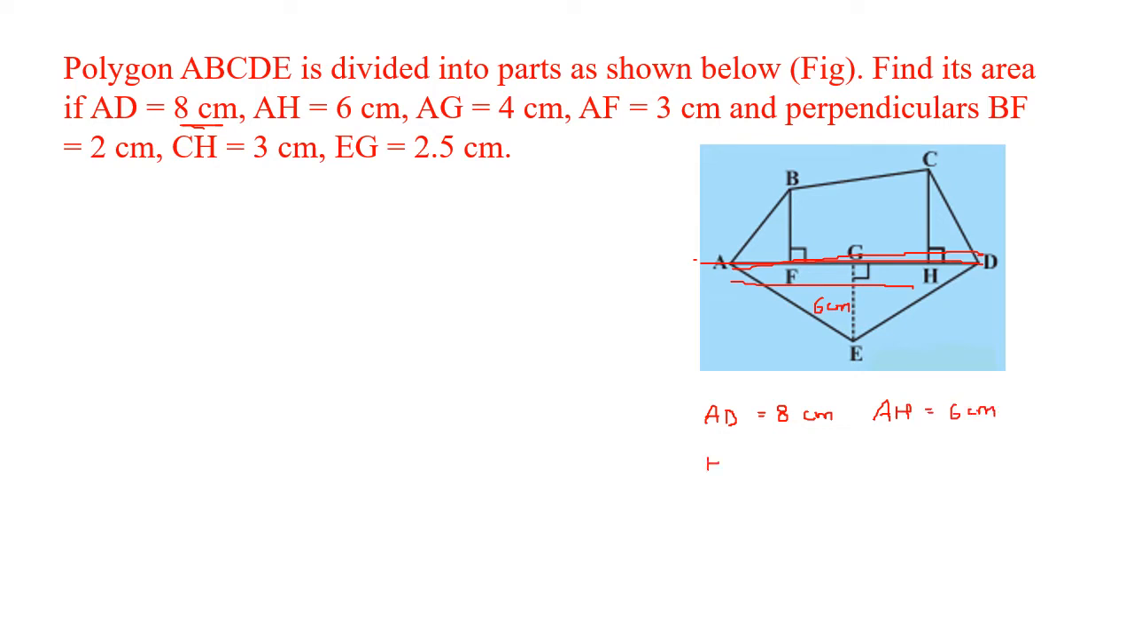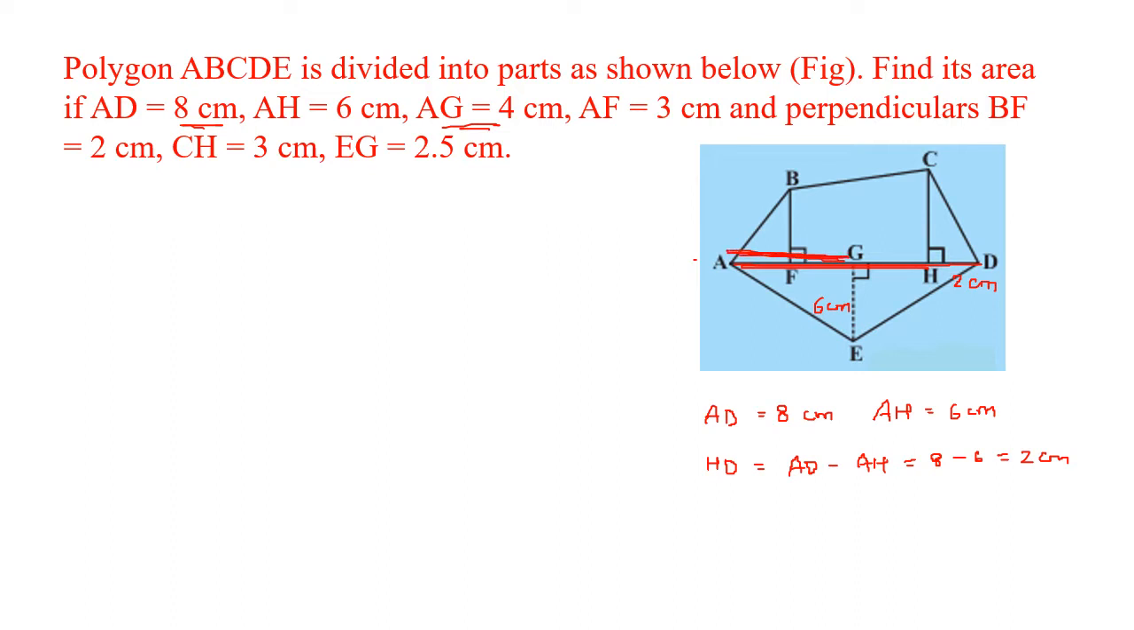Now you can see AD is 8 centimeter, AH is 6 centimeter. So can you guess how much will HD be? You can take a guess. AD is given and AH is given. So how much will HD be? HD should be AD fully minus AH. So AD minus AH, that is 8 minus 6 gives us 2 centimeter. So HD is 2 centimeter. Okay, then we have got AG. AG is 4 centimeter.